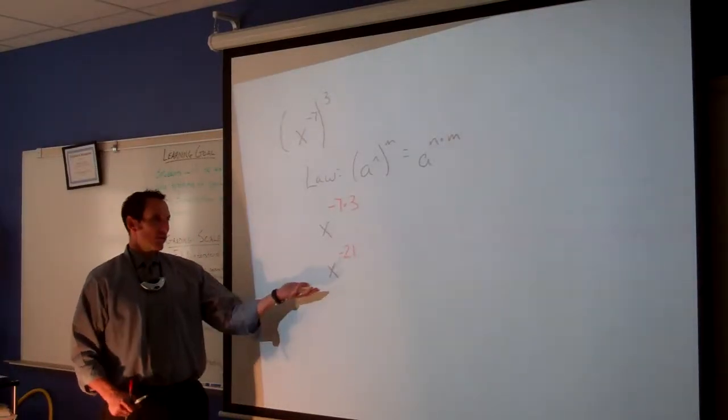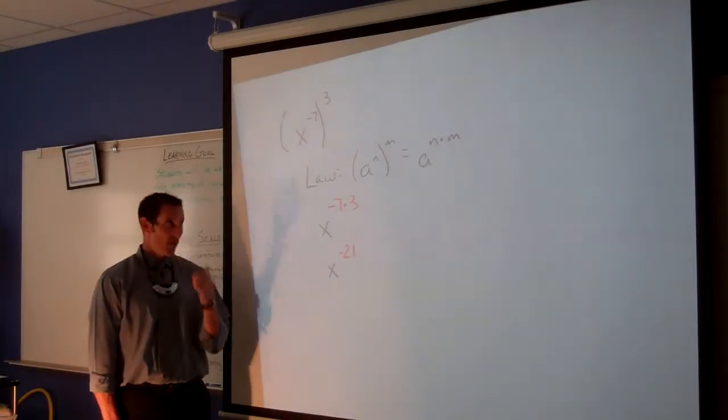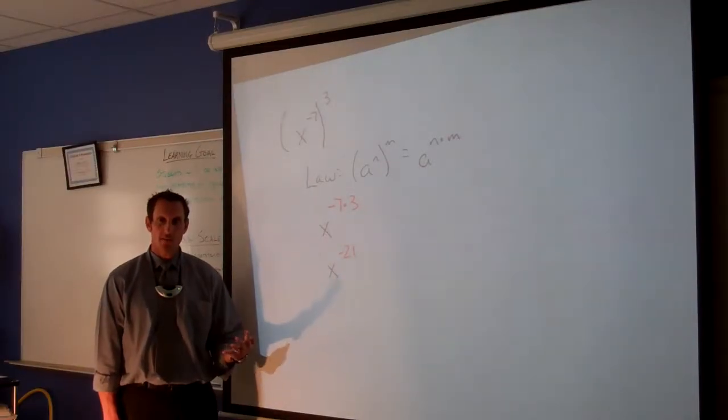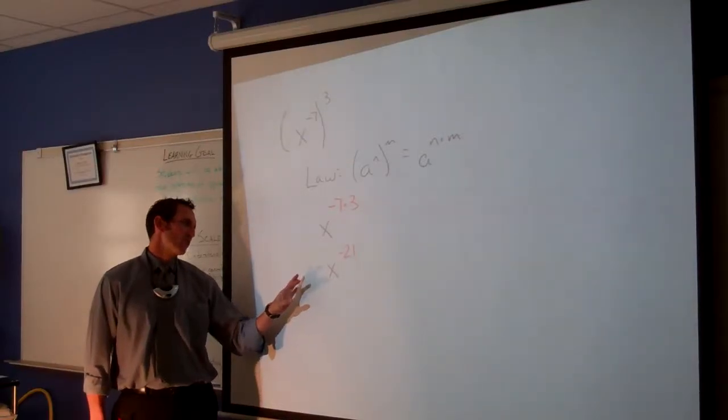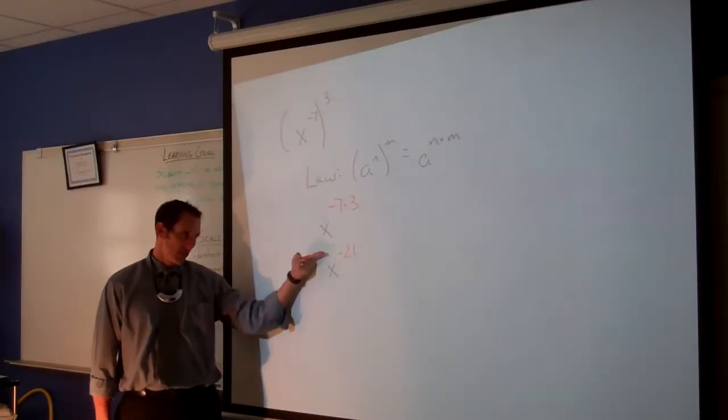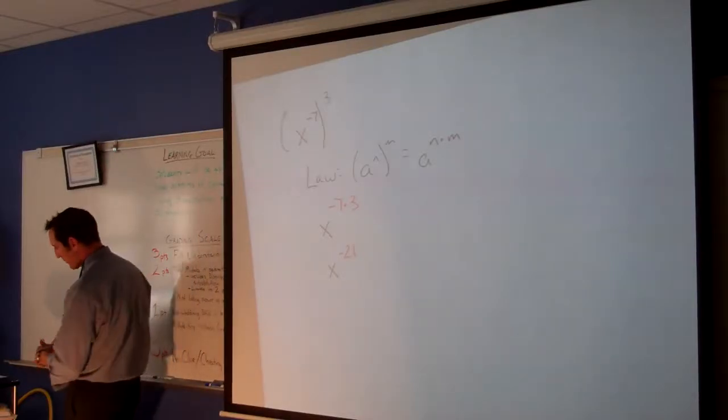So you may think, okay, we're done here, right? And the answer is no. If there's ever a law of exponents you can use, you have to use it. So in this case, we have a law of exponents that we can use because we have a negative 21.